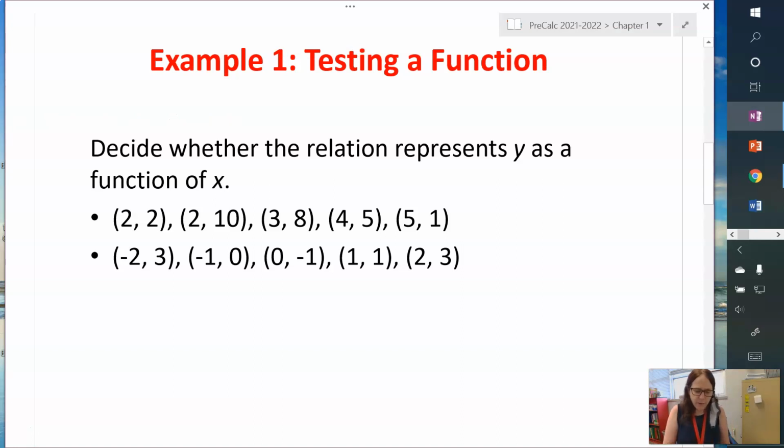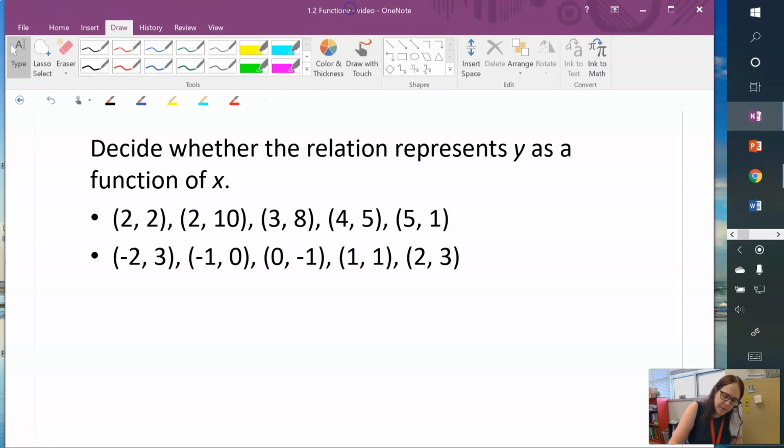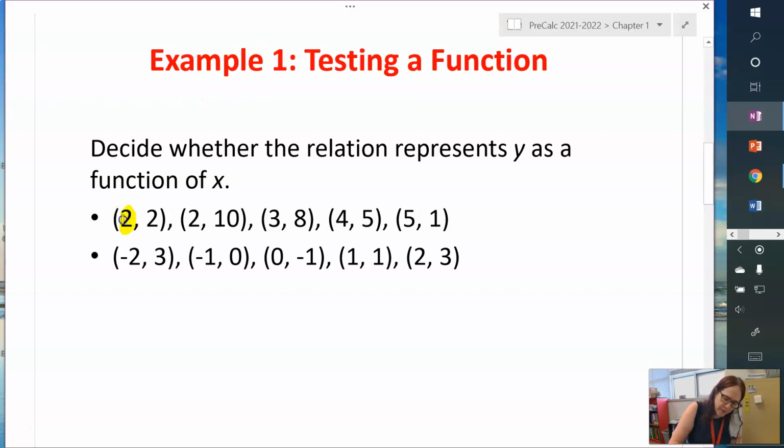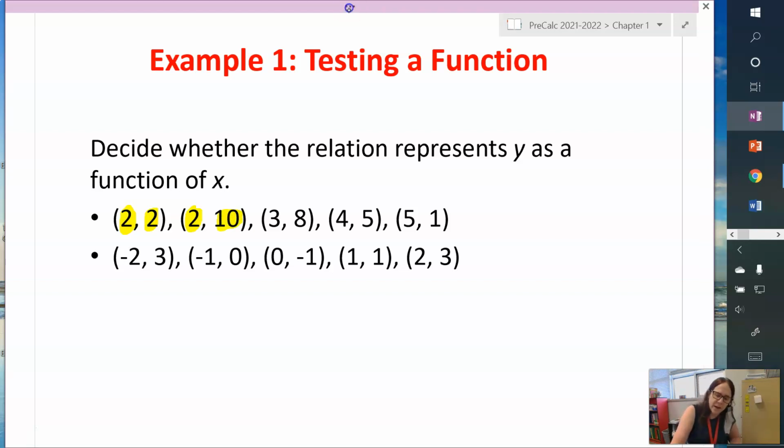So I have the points (2, 2), (2, 10), (3, 8), (4, 5), (5, 1). Now the key for a function is that each distinct input, or x, has to go to one and only one distinct output. So when I look at my x's, check this out. Right here I have a 2, right here I have another 2. So that's the same x input 2. But the outputs are different. I have a 2 on my first point and a 10 on my second one. So that is not a function.